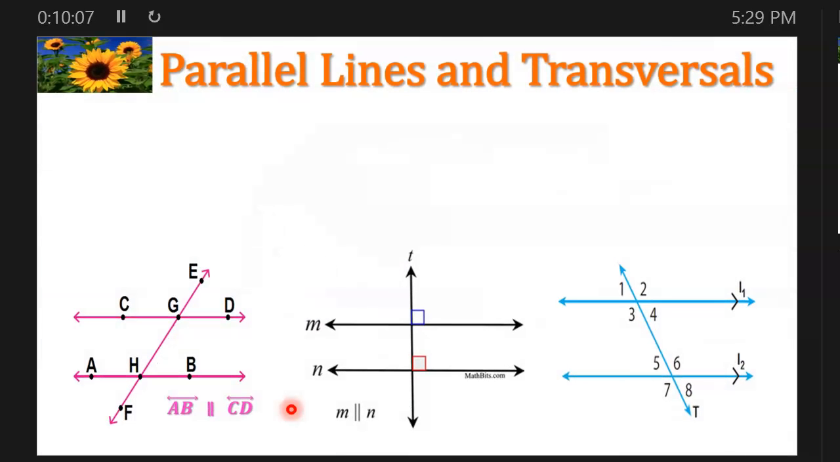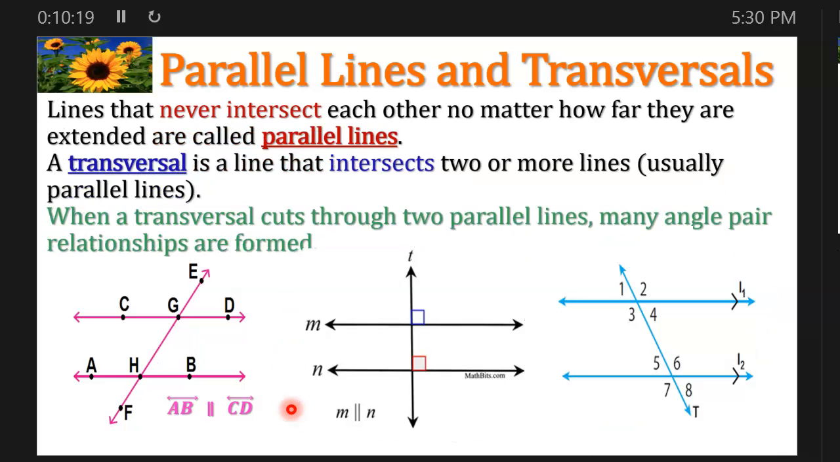All right, so parallel lines and transversals. Again, we're going to watch the video on that sometime after this video. This is just to show you what that looks like when you have those 2 parallel lines and a transversal slicing through it. Lines that never intersect each other, no matter how far they are extended, are called parallel lines. So here we have line CD here and AB. Those are parallel.